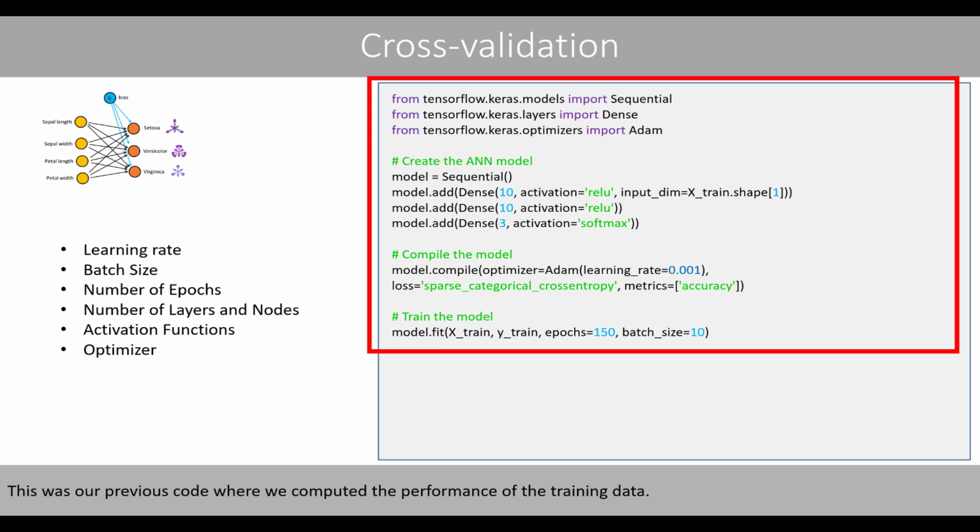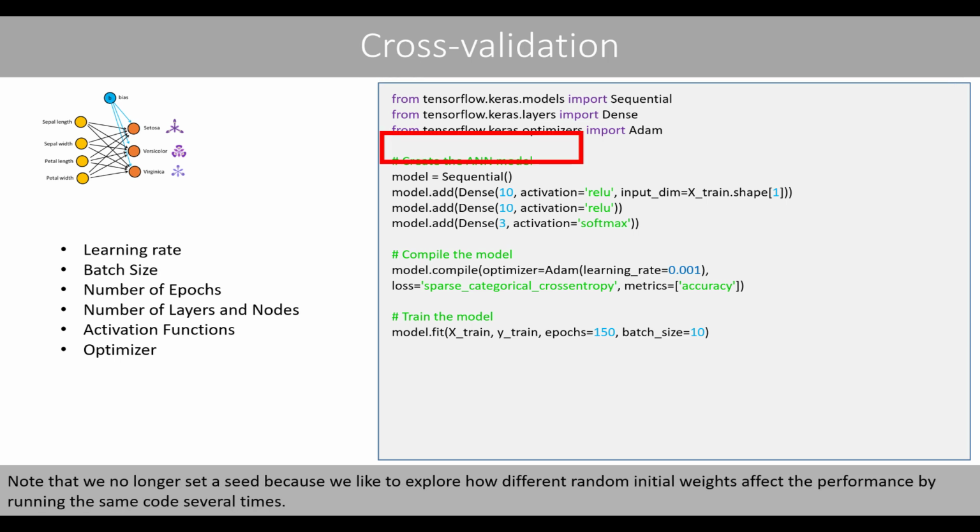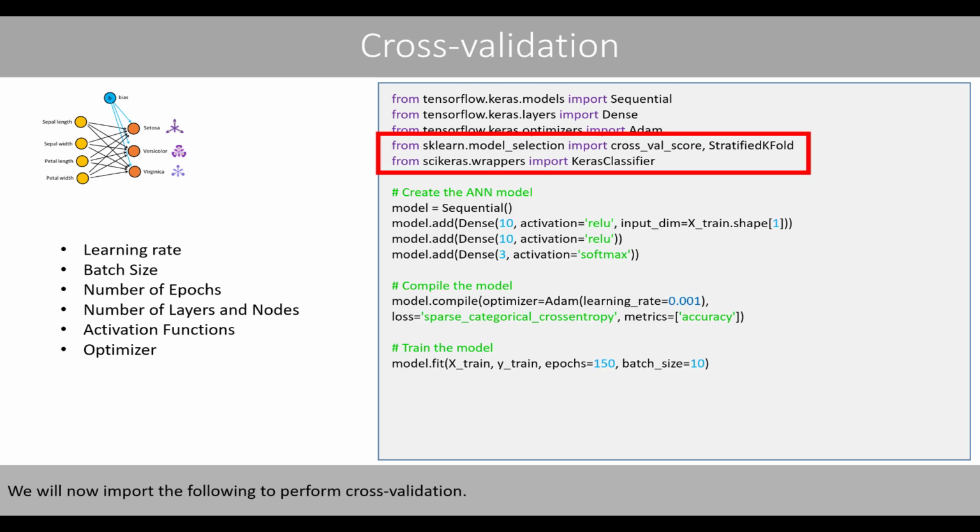This was our previous code where we computed the performance of the training data. Note that we no longer set a seed because we would like to explore how different random initial weights affect the performance by running the same code several times. We will now import the following to perform cross-validation.